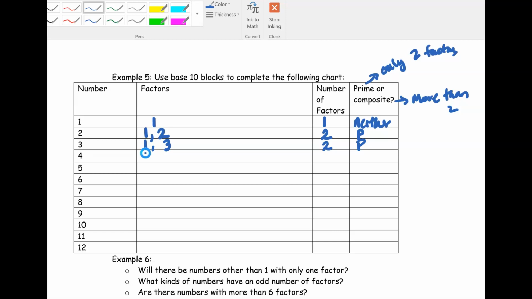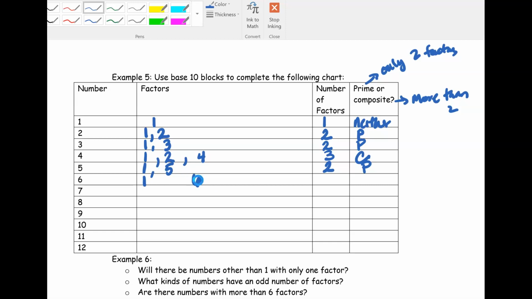4, let's think of the rainbow factors. So 1 and 4 goes into 4, and then 2 and 2. So 4 has 3 factors. So since that's more than 2, we say 4 is a composite number. 5, 1 goes into 5, 5 goes into 5, and that's it. So that has exactly 2 factors. So 5 is not C, we're going to write P for prime.